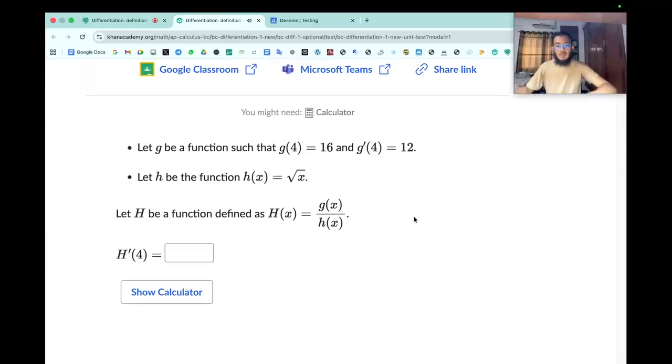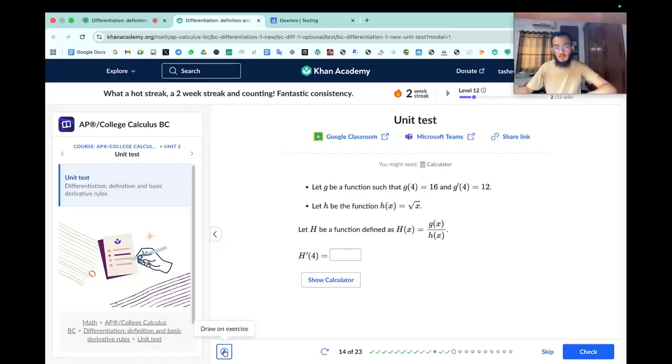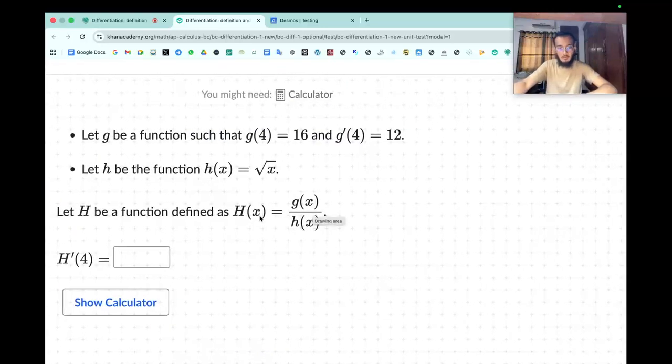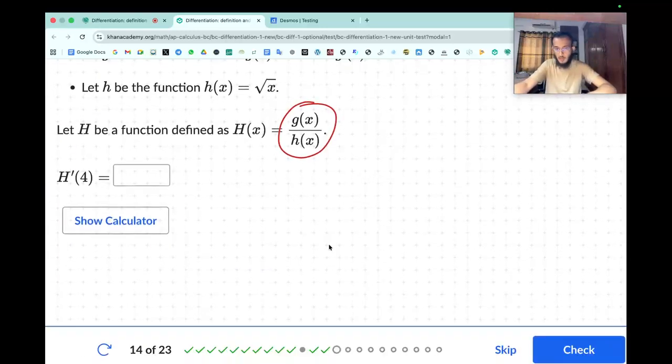So let g be a function such that g(4) equals 16 and g'(4) equals 12. Let h be the function h(x) equals root x. Let f be the function defined as g divided by h. How do you find the derivative of this? Basically, if you want to differentiate this, it's the quotient rule.